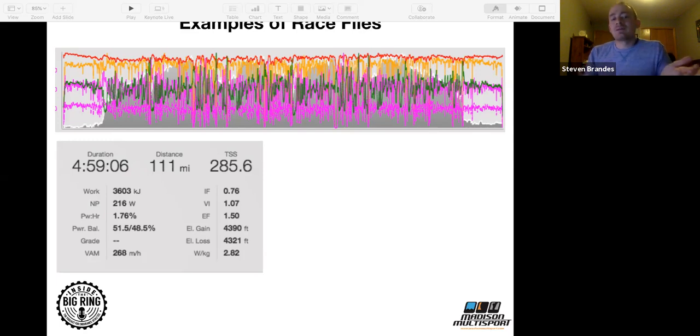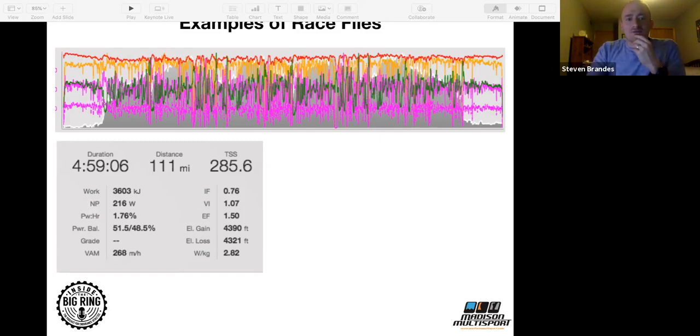The aerobic decoupling, 1.76. Pretty darn good. You want to be anywhere from 0 to 5%. Intensity factor, 76% of FTP. His variance is 1.07. You can tell that's pretty common for a race that has 4,400 feet of gain. The watts per kilo is not accurate. Do not look at that. It's probably more like 3.3 he rode, 3.4, maybe 3.5.